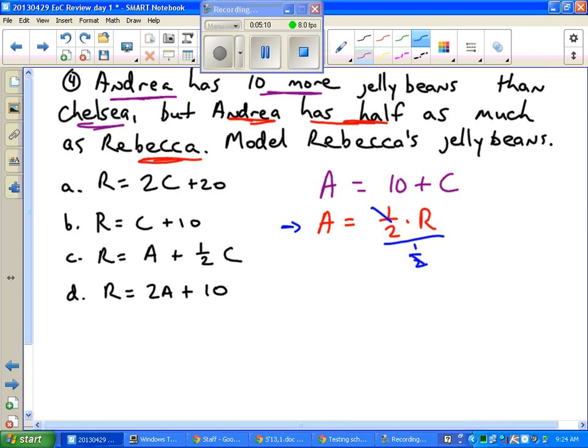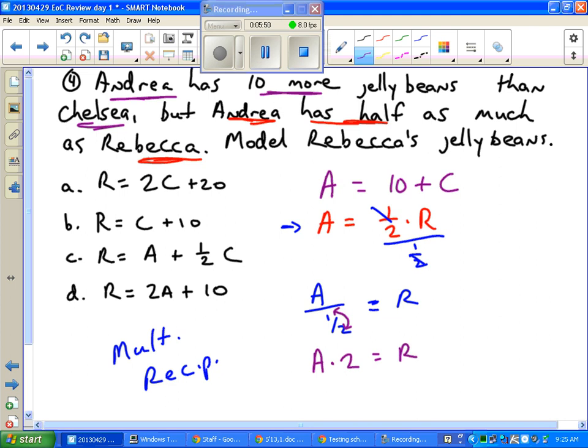Divide the other side by 1/2, and what you have is A divided by 1/2. I know it looks goofy to write it that way, but let's leave it like that for a second. A divided by 1/2 equals R. Remember, to divide by a fraction is the same thing as to multiply by its reciprocal. That's a fancy word that just means to flip it. So instead of dividing by 1/2, A times 2 equals R.